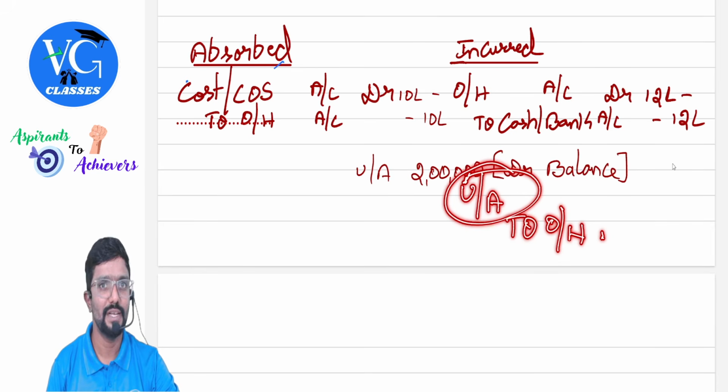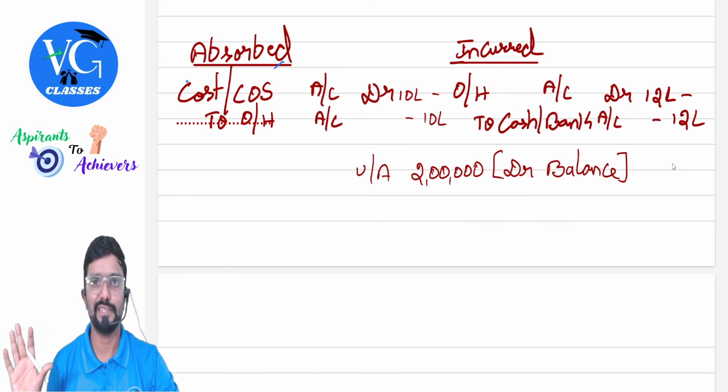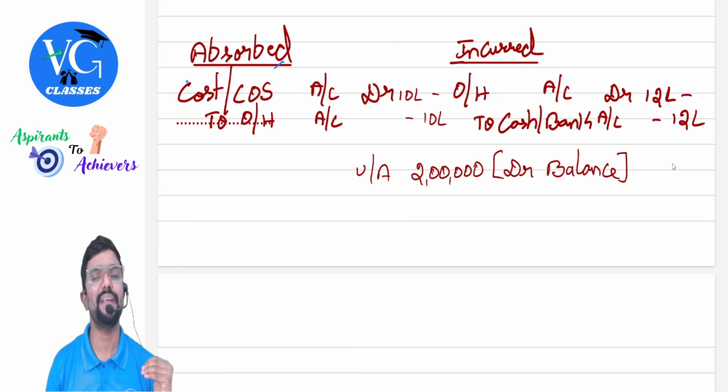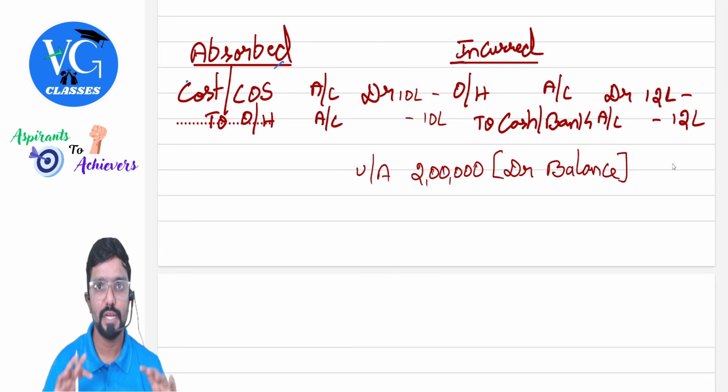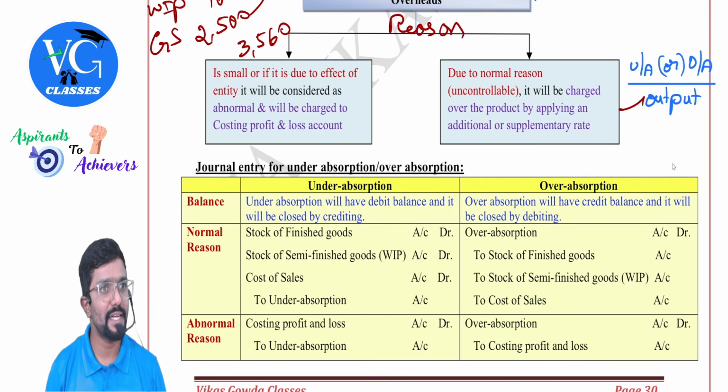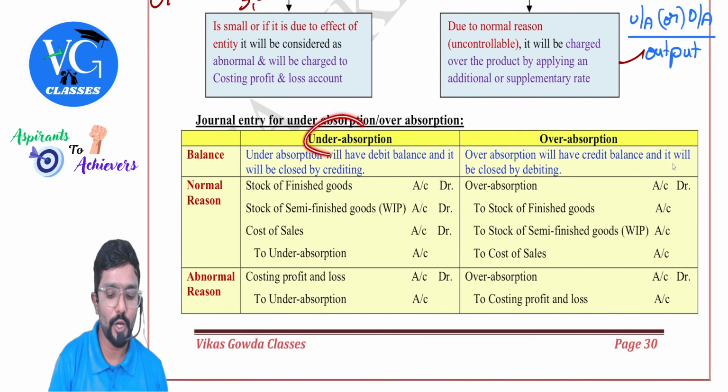Hope you understood. Clear? I try to explain the reason. Simply, instead of mugging up the journal entries and all, you should know why I am debiting something and why I am crediting something. Clear? Yes. Let me again come back to this, guys. First, under absorption.